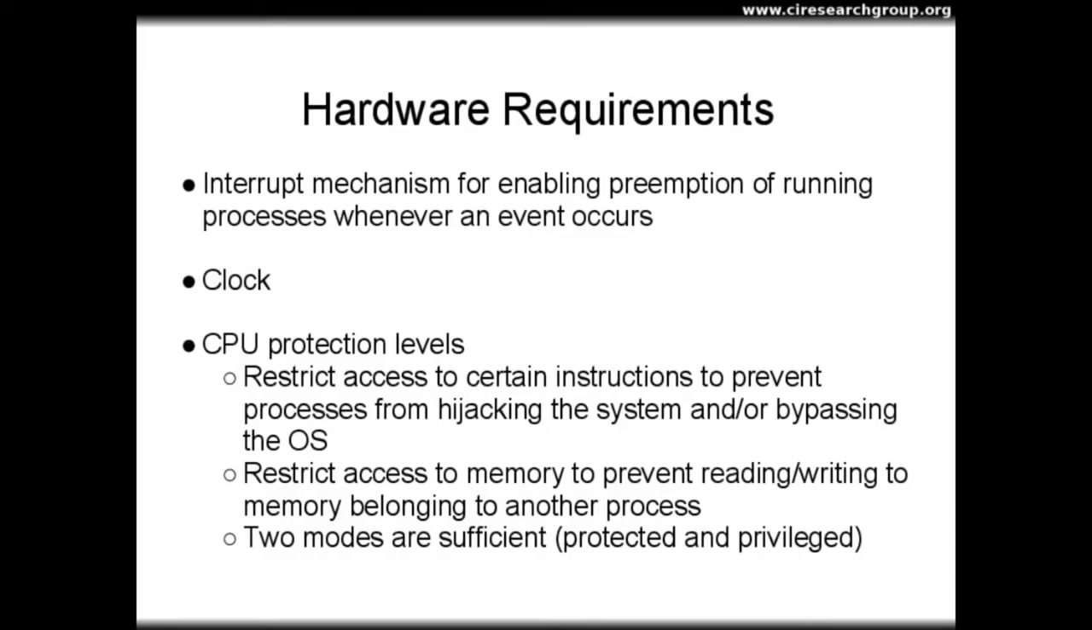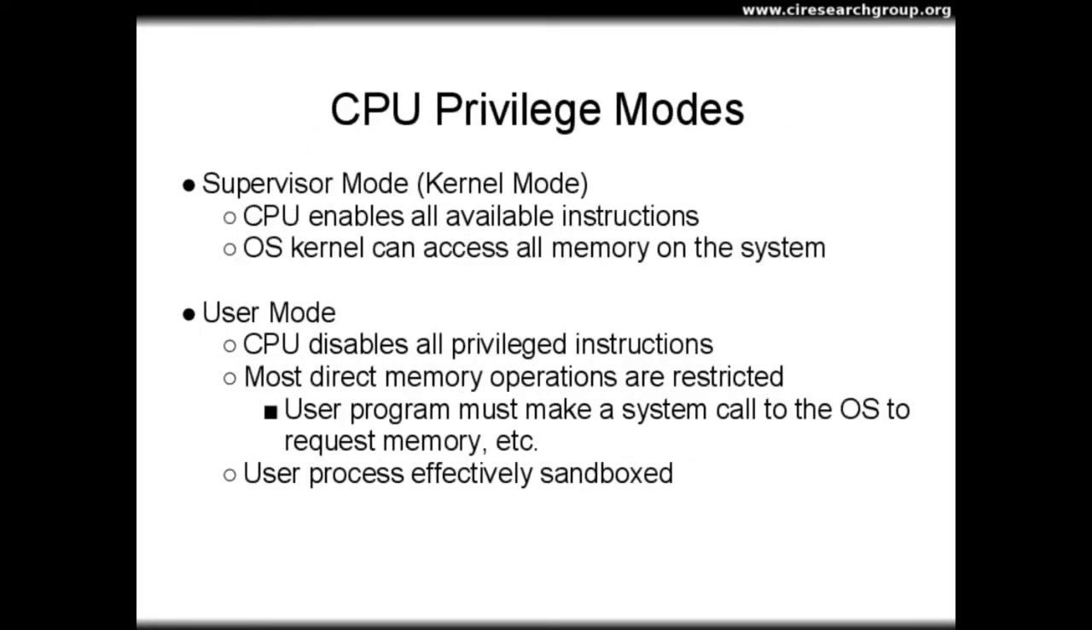Two CPU protection levels are sufficient: a protected mode and a privileged mode. These modes are also called supervisor mode or kernel mode, and user mode. In kernel mode, all instructions on the CPU are enabled, and the kernel can access all memory on the system. In user mode, the CPU disables all the privileged instructions and restricts most direct memory operations. Thus, a user program must make a system call to the operating system to request memory or perform other resource allocation tasks. In this way, the user processes are effectively sandboxed both from the system and from each other.